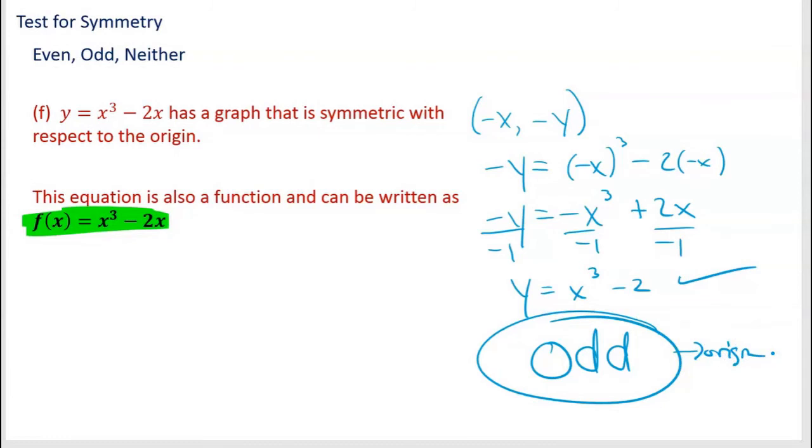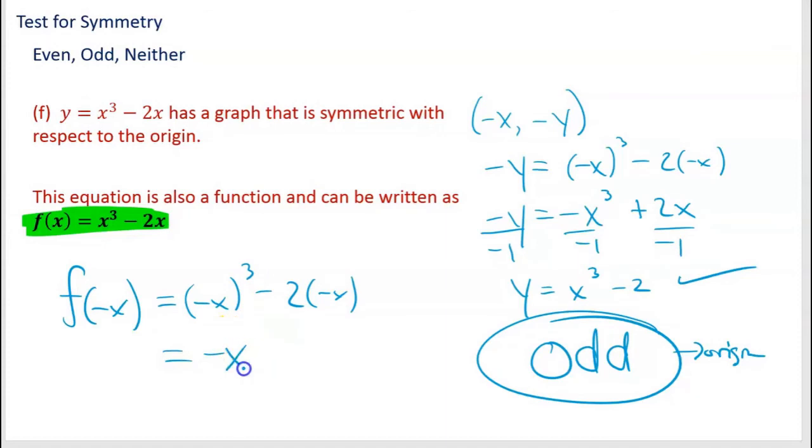Now the test for whether a function is odd is you plug in negative x for x, just like if it's even. But when you plug in negative x for x, if you get exactly the opposite signs, like in this case, then it is an odd function and it has origin symmetry. So notice that they do mean the same thing, but the tests are different.